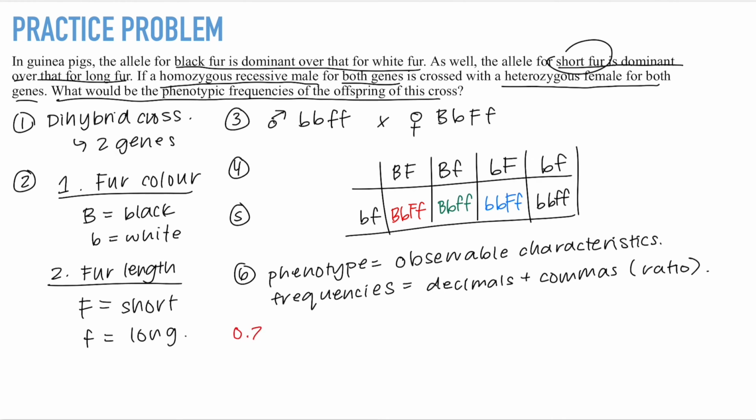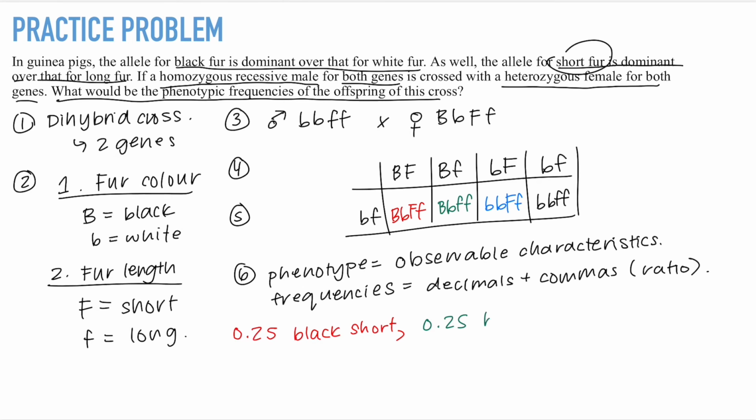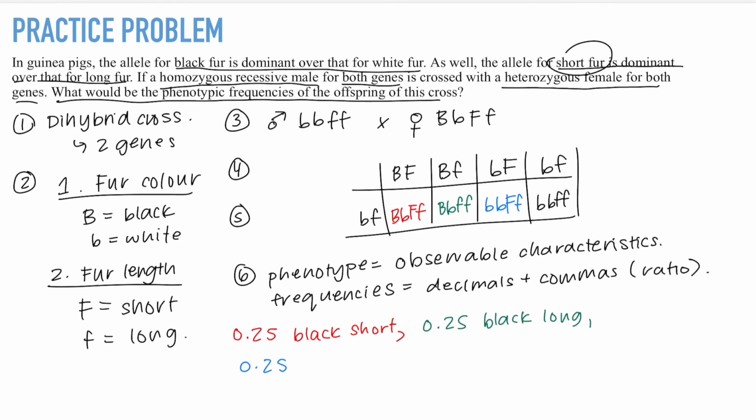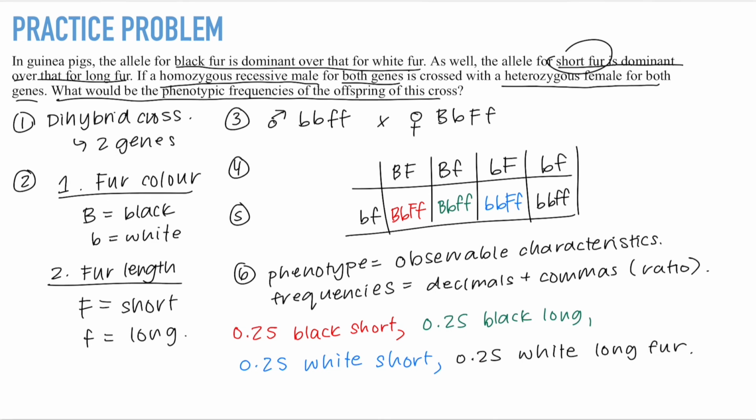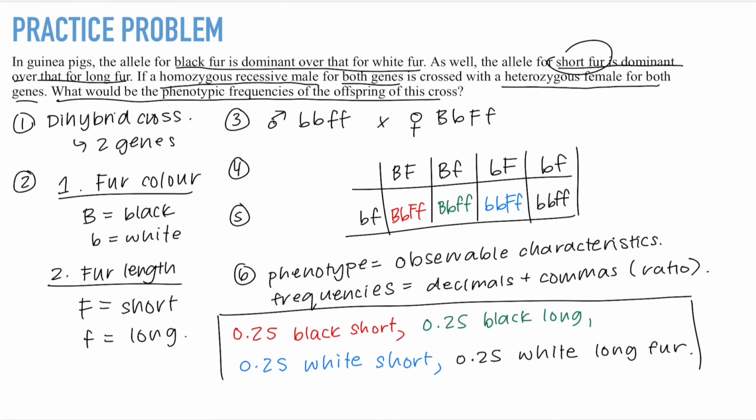Our final answer will then be 0.25 of the offspring will have black and short fur. Another 0.25 of the offspring will have black and long fur. Another 0.25 will have white and short fur. And finally, the last 0.25 will have white and long fur. And there you go. That is our final answer for this practice problem.